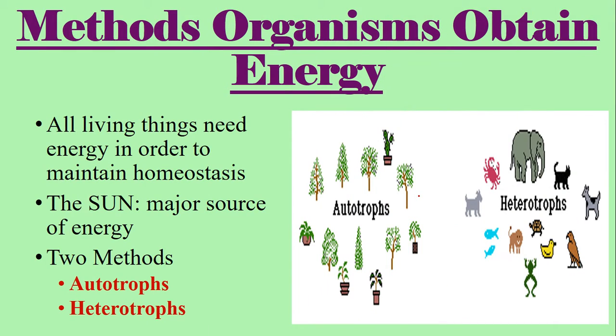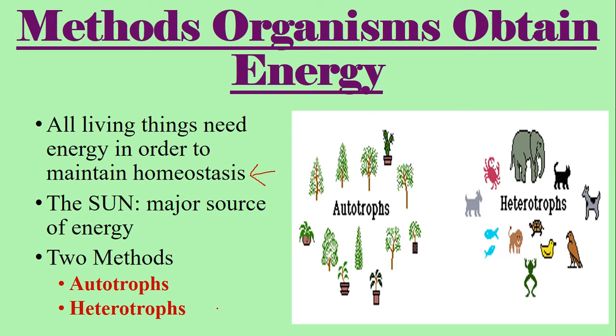Now, there are actually two main methods by which organisms obtain energy. Either they're going to be considered autotrophs or heterotrophs, depending on how they get energy to maintain their homeostasis. Remember, I said in my first video that homeostasis will come back almost every time we talk about something. You have to have energy to maintain homeostasis. The sun is a major source of energy. In some way, everyone gets energy from the sun.